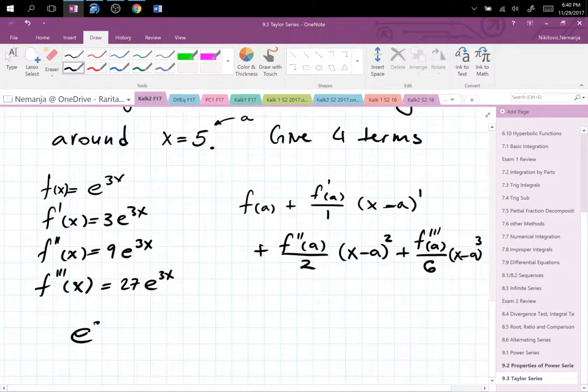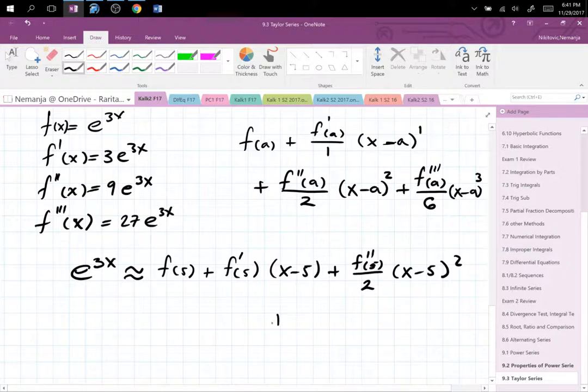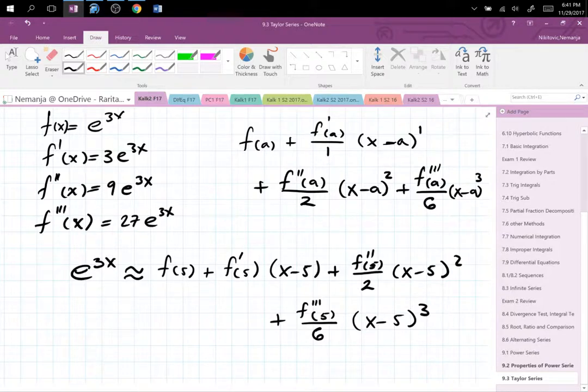So what is e to the 3x approximately equal to? We are expanding around 5, so it's approximately equal to f of 5 plus f prime of 5 times x minus 5 plus f double prime of 5 divided by 2, x minus 5 squared, plus f triple prime computed at 5 divided by 6, x minus 5 cubed. Now you see that this is going to be one really annoying calculation from this point on, because you have to expand all of this. You have x minus 5 cubed.